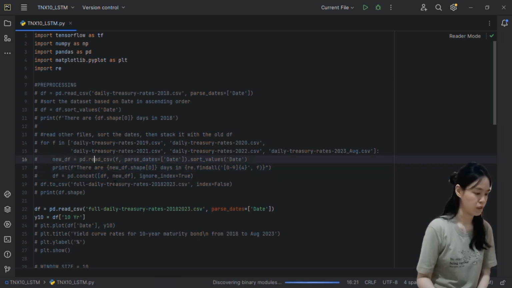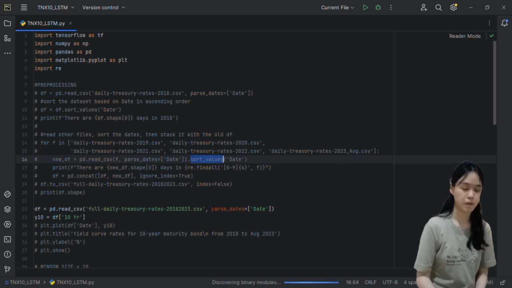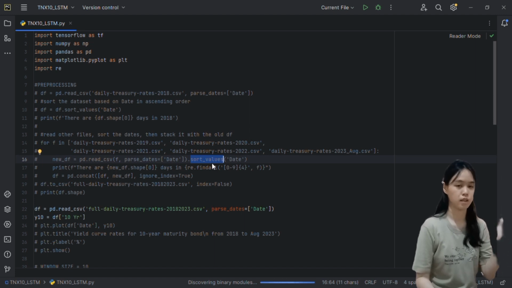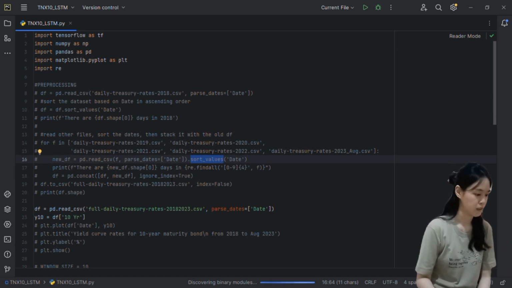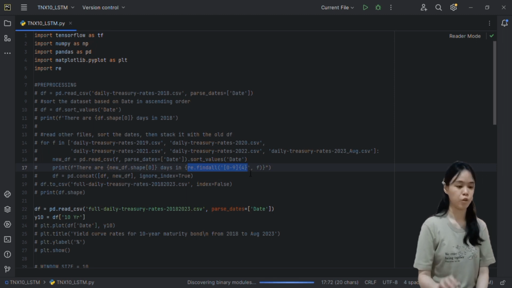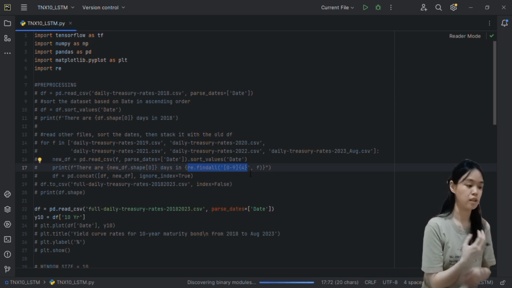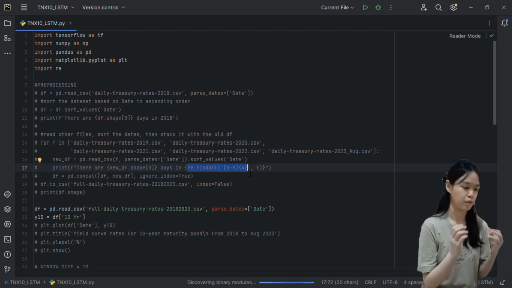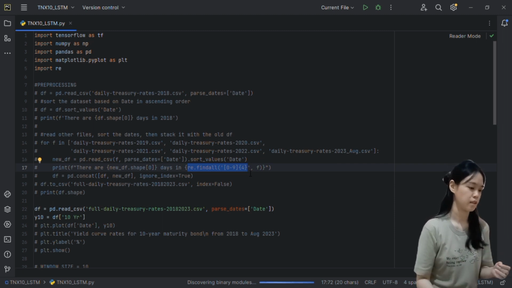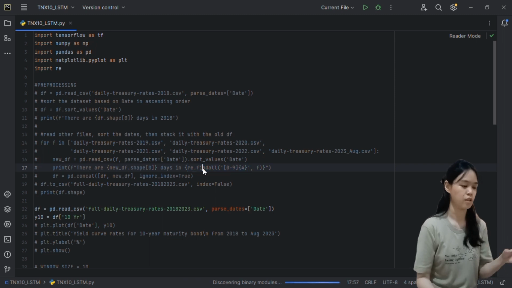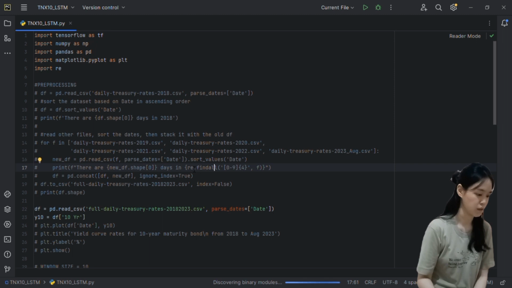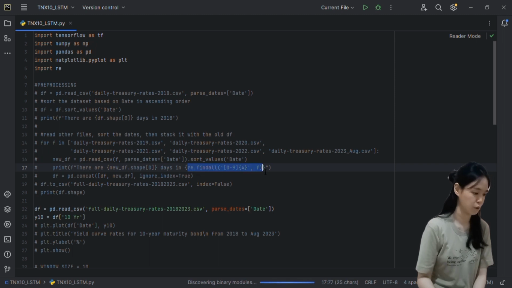So we would first read and load it, and then sort it right away based on date. So this would sort it in ascending order. And then next, we are printing how many days. Since I saved the file name according to the year, I always include the year in the file name. So I would ask the library RE to extract the numbers, to extract the year. So that's what this part of the code is for.